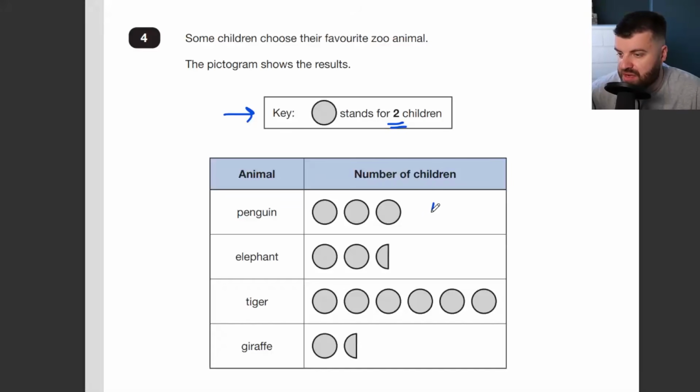So penguin is 3 lots of 2, so that's 6. Elephant is 2, 4, and then half of 2, which is 1. So this gives us 5. Tiger is 6 circles, multiplied by 2 is 12. And giraffe here is 1 circle, which is 2 and a half. That gives us 3. So these are the favourite zoo animal of children.